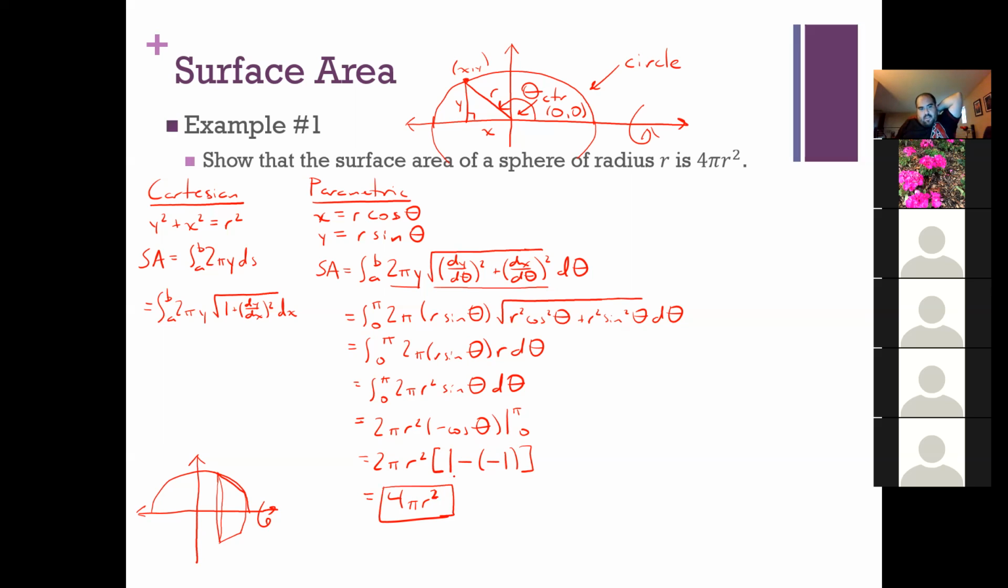I know the integration to find a surface area definitely doesn't look any simpler than it used to, but hopefully it looks a little more familiar. Hopefully it makes sense why we've made the changes from Cartesian to parametric. If it doesn't, please stop me and ask me some questions. Any questions about how this example works, how this process works?